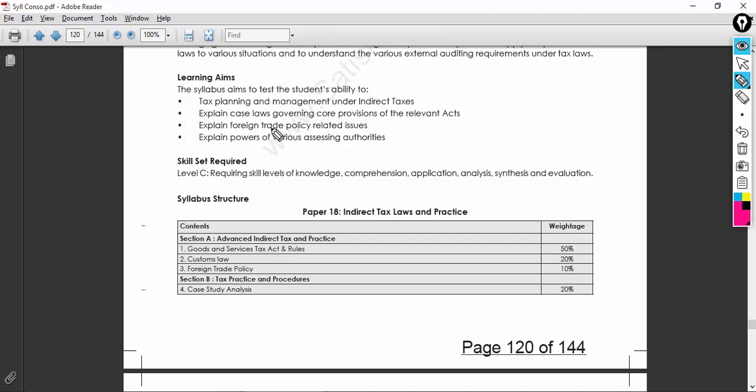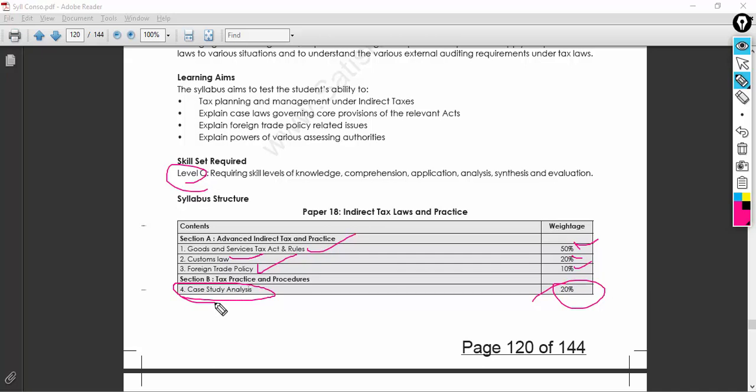Yeah. So having said that, the skill set level required is level C, which you already know: comprehension, evaluation, synthesis, all those things. 50% carries for the Goods and Services Tax Act and rules, and customs laws, which was there in our earlier indirect tax regime also. The foreign trade policy was also there previously, so 20-30% has been given here. And the 20% is very, very difficult to get, guys.